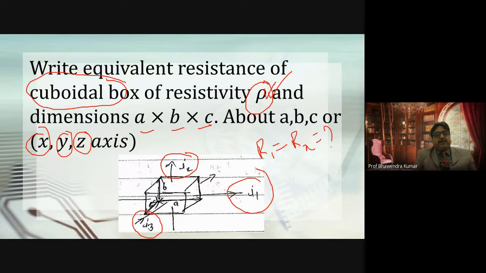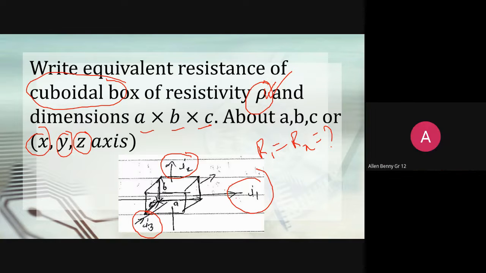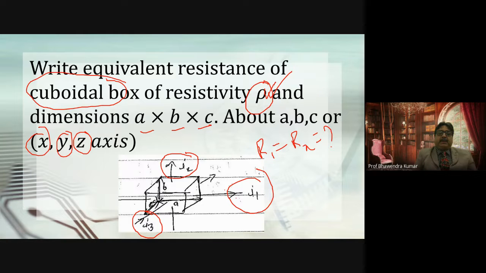Have you understood what is shown in the diagram? There is a cuboid, and in that cuboid, there are arms of length A along the x-axis, length B along the y-axis, and length C along the z-axis. Rho A by BC. Very good. That is for Rx. Excellent. Very good.